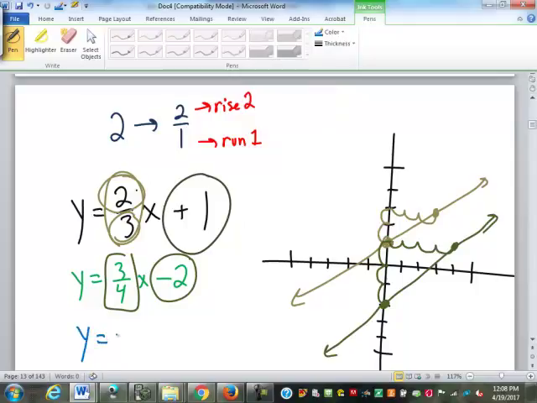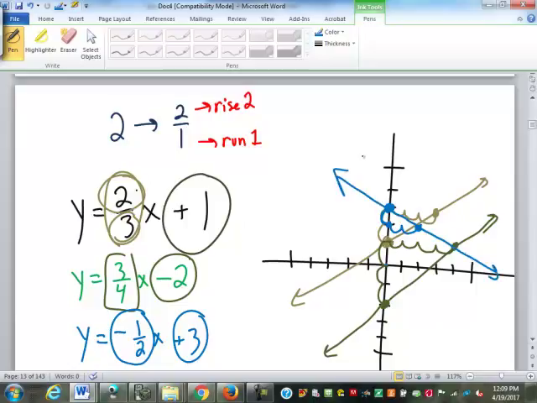If I have y equals negative 1/2 x plus 3, where's my starting point? 3, very good. The number that's added or subtracted is my starting point. From there, I rise how much? Okay, I'm going to rise 1 and run 2, but I have to see that it's a negative 1/2. So my rise actually goes down 1. Perfect. And then I run 2. Good job.